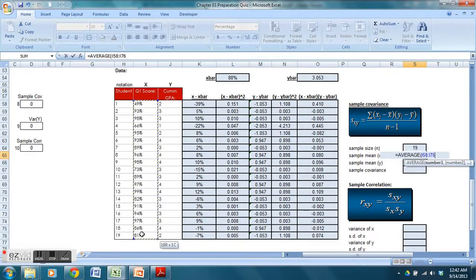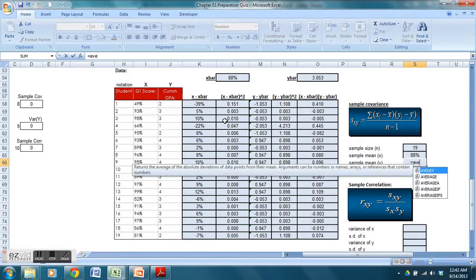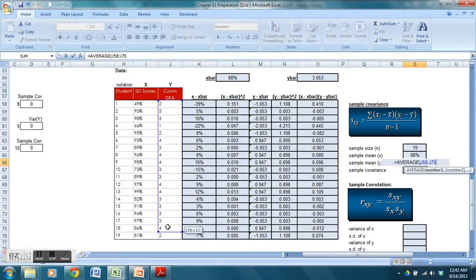Sorry about that. Select everything in the xi data set, and sample mean of the y equals average. Are these the same as x bar and y bar? Yep, that looks good. Now sample covariance.